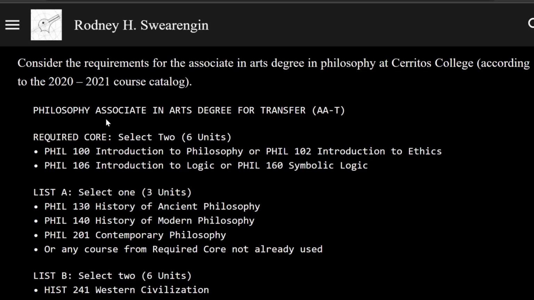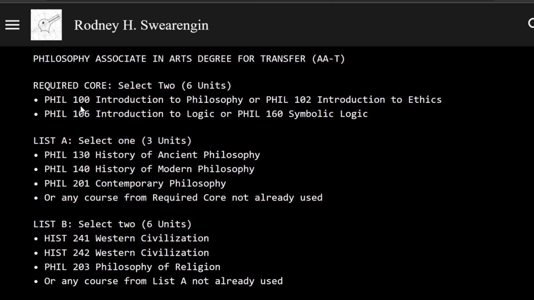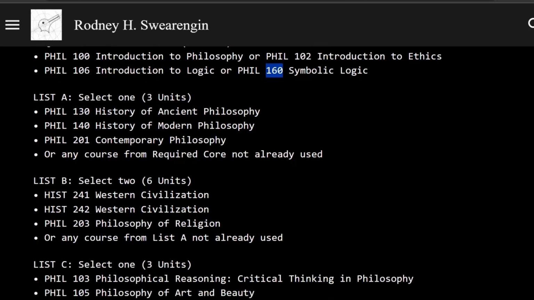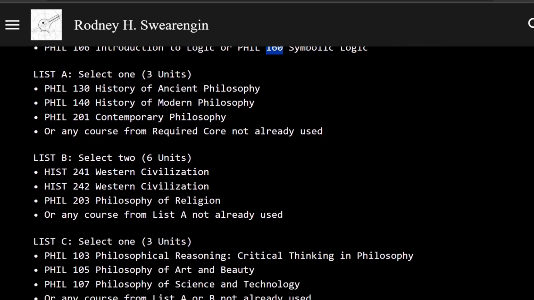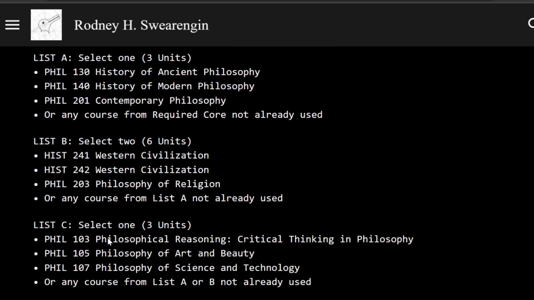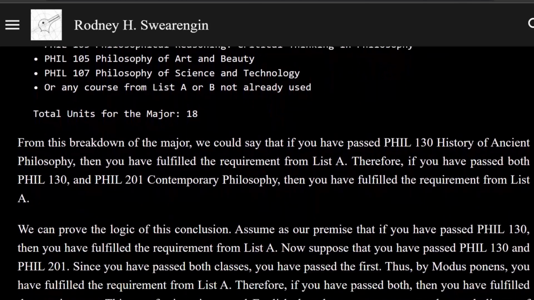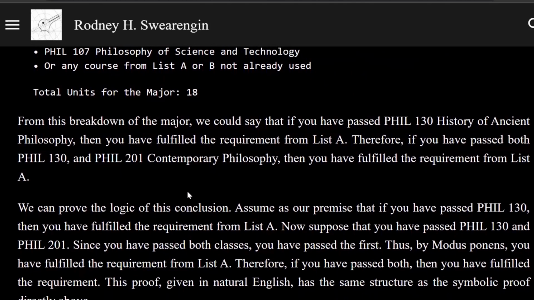So you have this required core. You got to select two from the required core, two of these courses, Philosophy 100, Philosophy 106, or Philosophy 160. And then you're going to select one from list A, Philosophy 130, Philosophy 140, Philosophy 201, or maybe one of those that you haven't already used from the core requirement. And then we have list B and list C. But we just want to focus on list A and consider this argument.